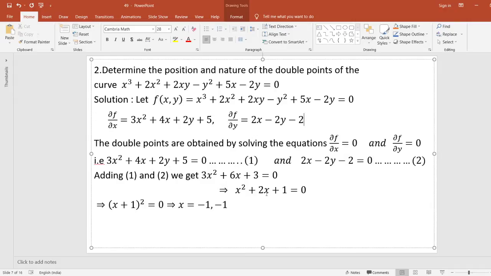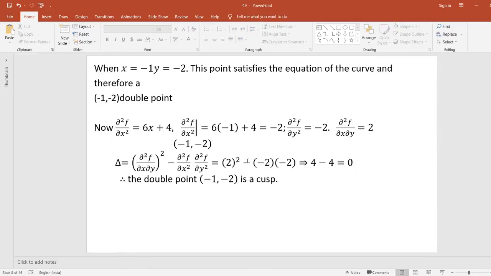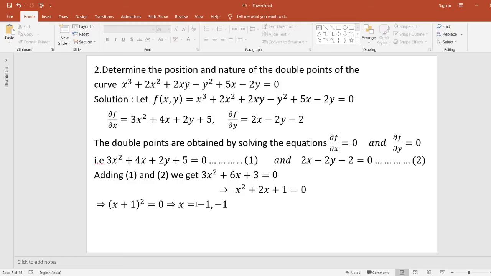So this is nothing but x plus 1 whole square is equal to 0, right? That implies x is equal to minus 1, and y is also minus 1, they are the repeated roots, repeated values. So when x is equal to minus 1, in any of these two equations, we have to substitute the value of x as minus 1. After substituting and solving, this is a simple one.